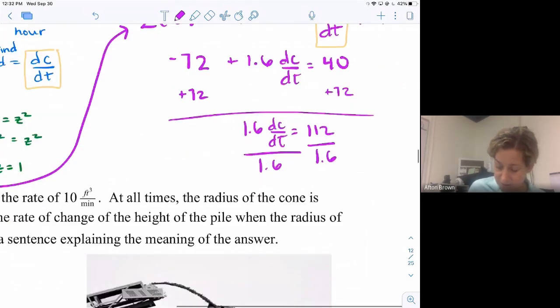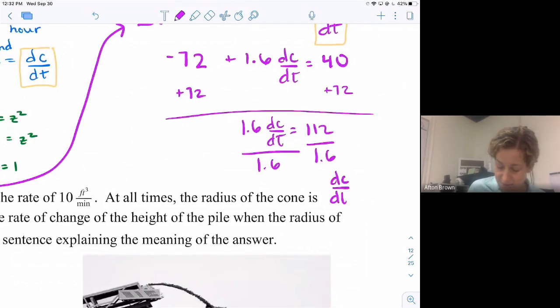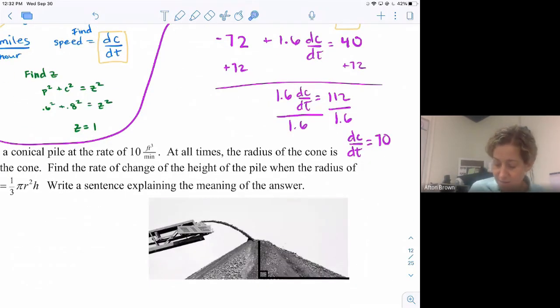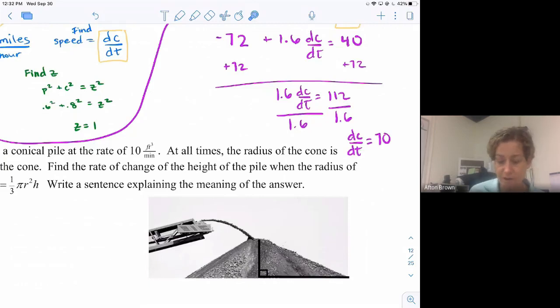And I end up getting dc/dt equals 70. What are my units? 70 what? When you decide, look at your C and your T. This is where we follow it. C, go back to our picture.